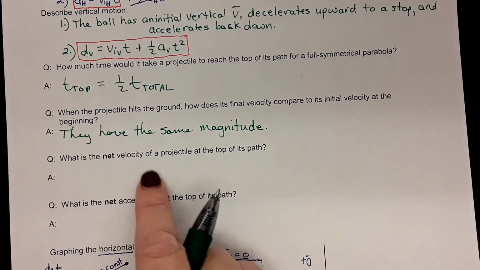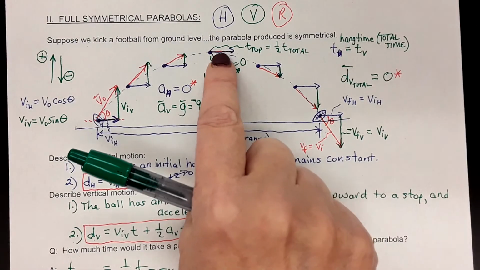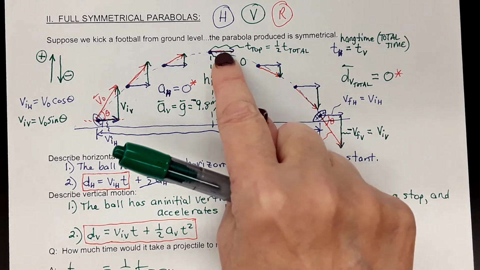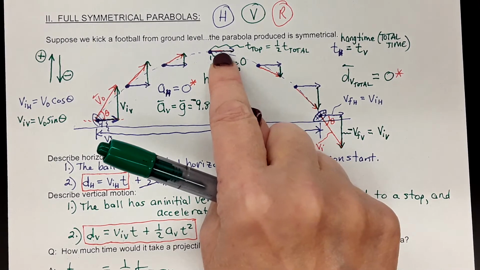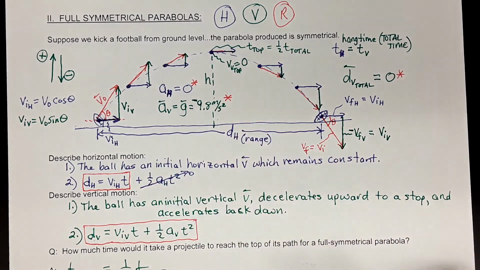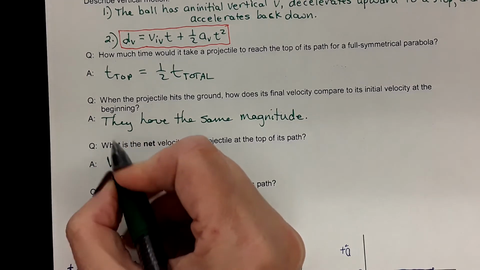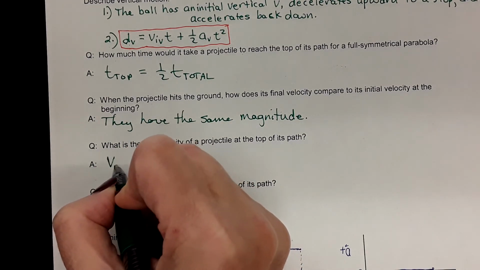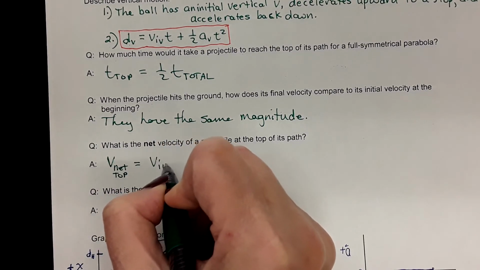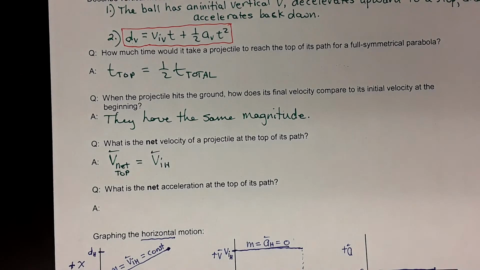Now, what is the net velocity of the projectile at the top? Well, let's look. Here's the horizontal piece. Here's the vertical piece. All right? So, square root of v sub i h squared plus 0 squared, well, it's just going to be v sub i h. So, the net velocity at the top is going to be just this, v sub i h. Okay?